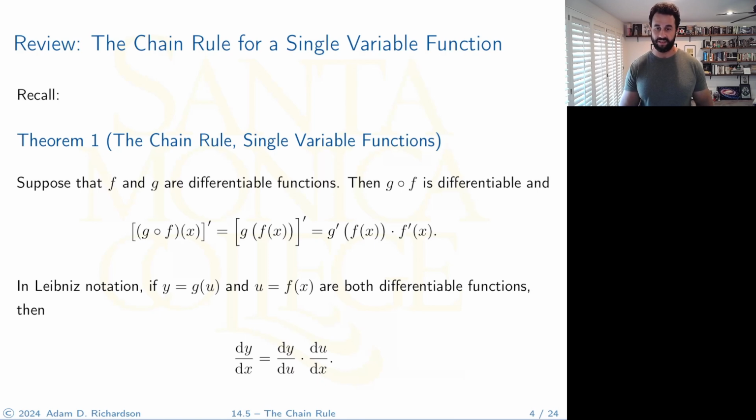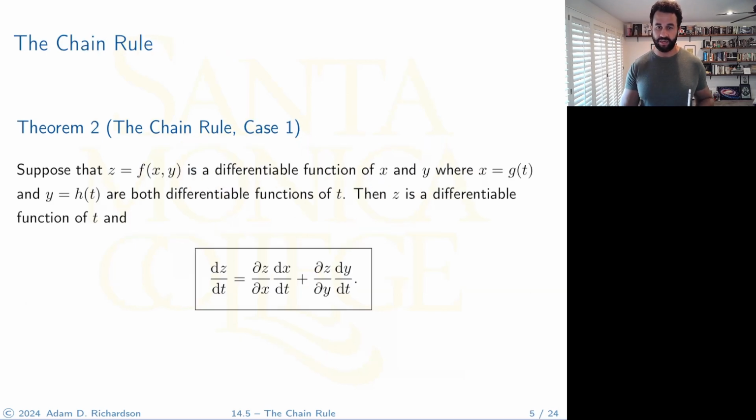It's basically saying that the derivative of y with respect to u is the function that you're plugging in, right? And then you multiply by the derivative of u with respect to x. And that's it. That's how you compute the derivative of a composition. All right, so let's look at the first case.